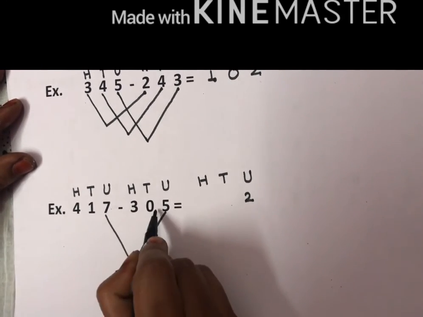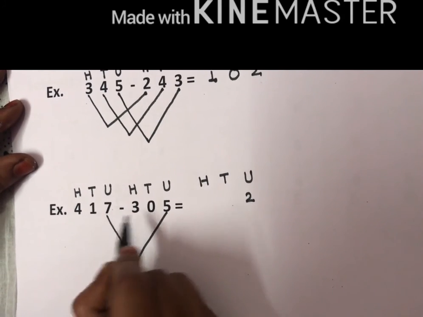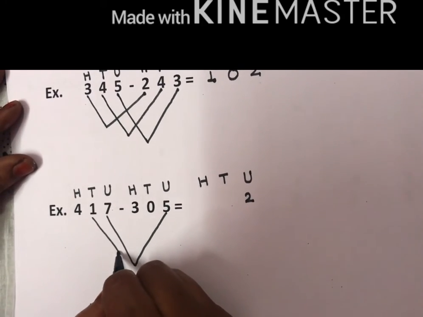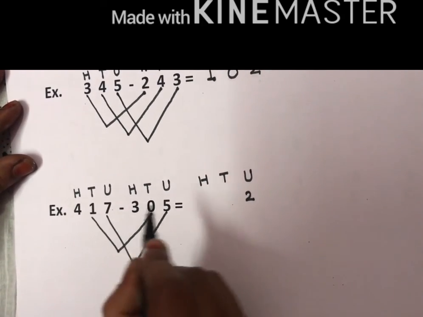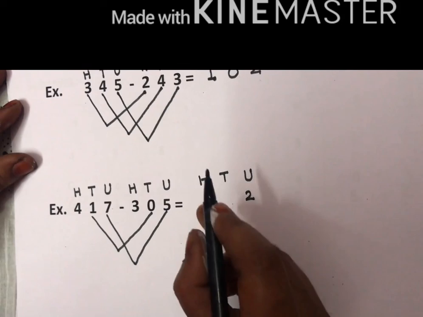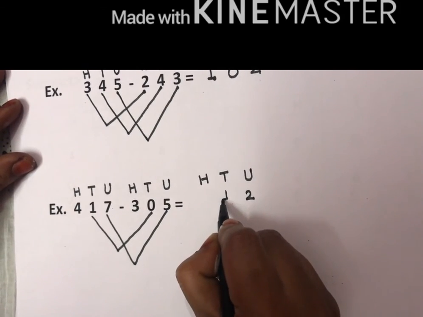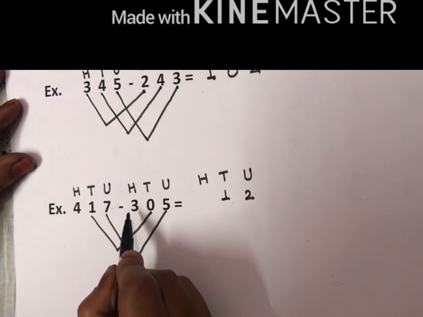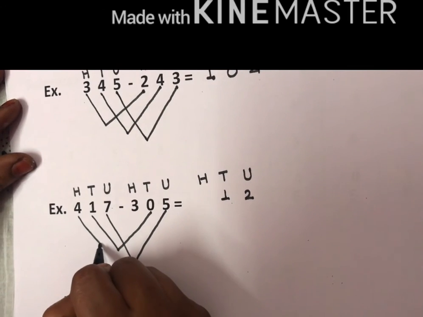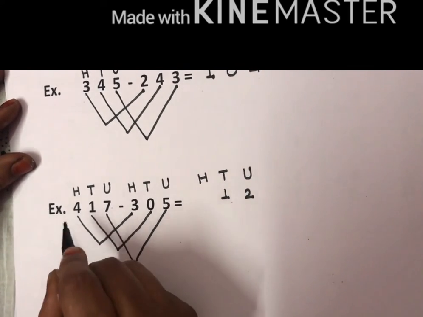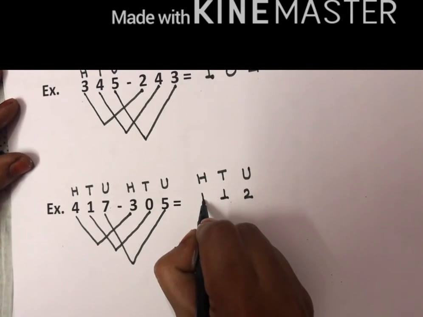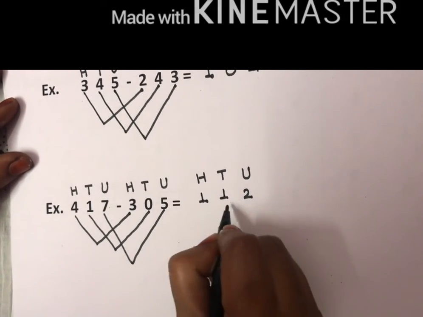Then we will take tens place. At tens place, in the first number 1 is there and in the second number 0 is there. So again we draw the line for the tens place, 1 minus 0. You know the rule that if we subtract 0 from any number, the same number will be the answer. So at tens place 1 will come. Then we have to do subtraction for hundred place. So we will draw the line. We have to do 4 minus 3. What will come? Here it will come 1. So the answer is 112.